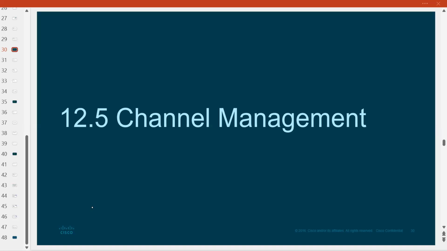So we continue our module, wireless LAN concepts. Continuing from channel management, we've introduced what wireless LAN is and what components we have. We've talked of access points, we've talked of controllers, the protocols that are used. Now we get into what we call channel management.